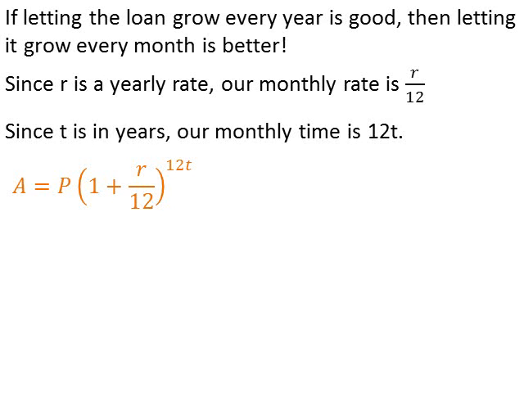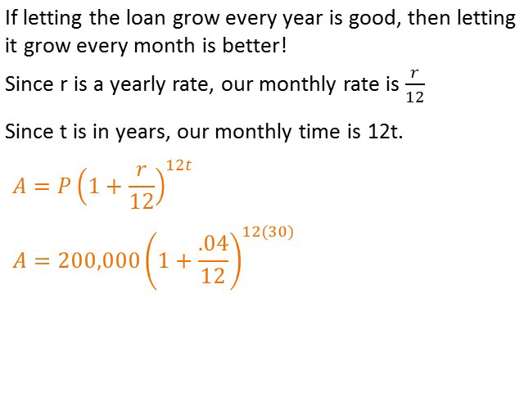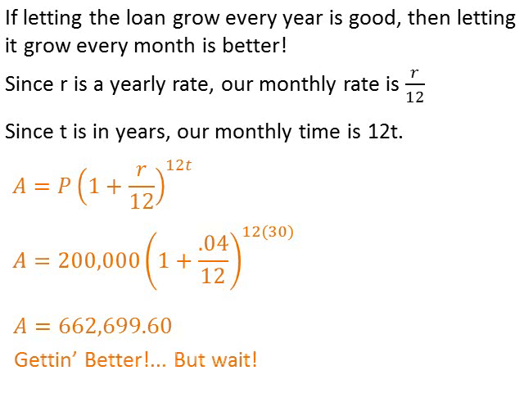Okay, so this is what our new formula looks like. A equals P times 1 plus R over 12 to the 12t. And I plug in my R, T, and P. All right, I put that in the calculator. I calculate it out. And this time I have 662,000. Better, getting better. But we're still not where I want to be as a bank. I want to maximize my profits, of course.